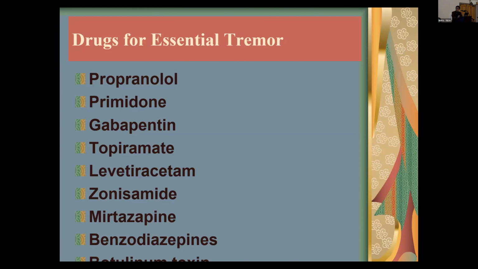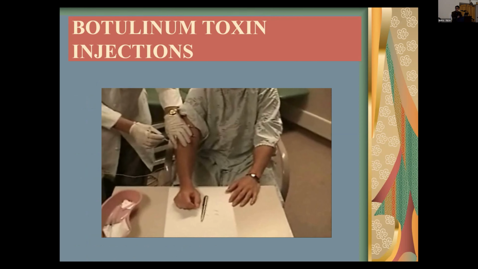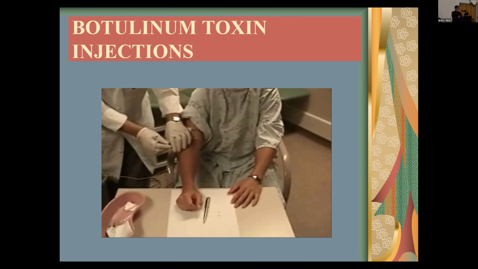And then these are the drugs most commonly used for essential tremor. We try one or two of these. Sometimes I do a combination if you tolerate them. But many patients with severe essential tremor, eventually after years of taking one or more of these medicines, start to develop some resistance.